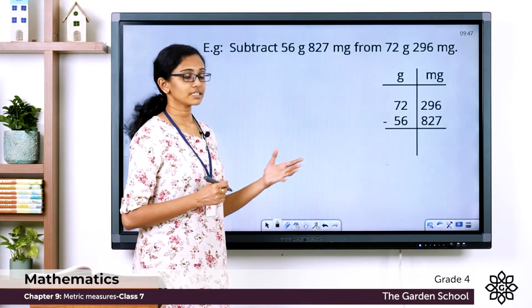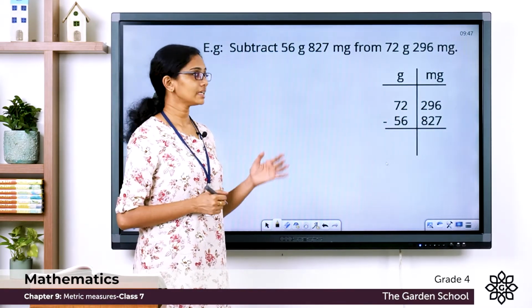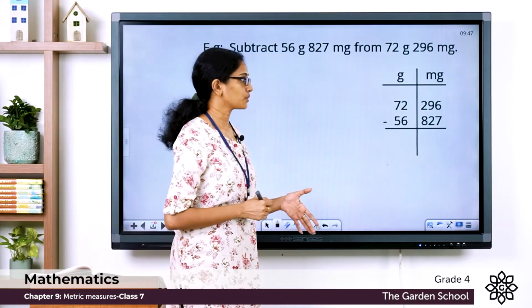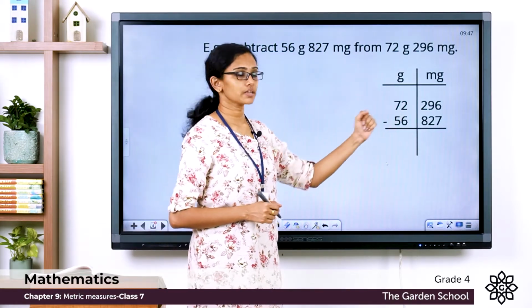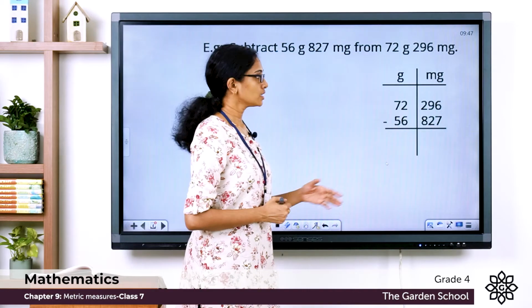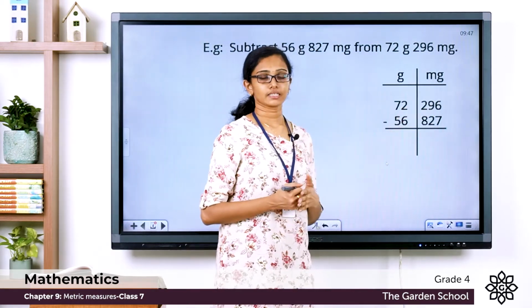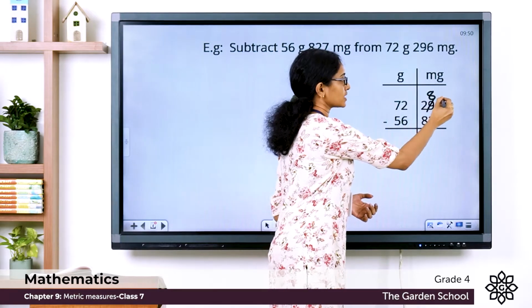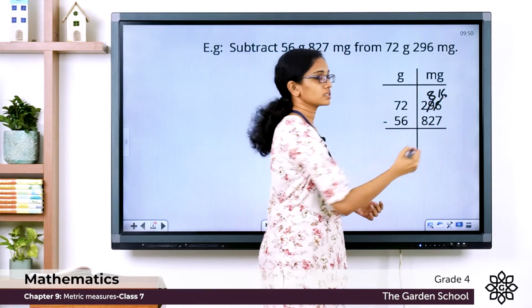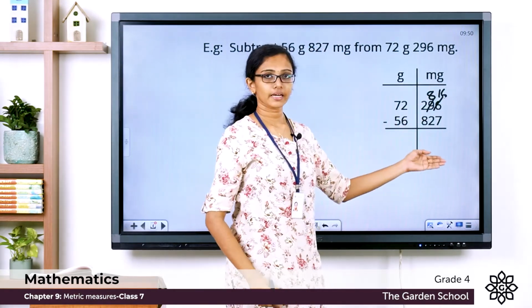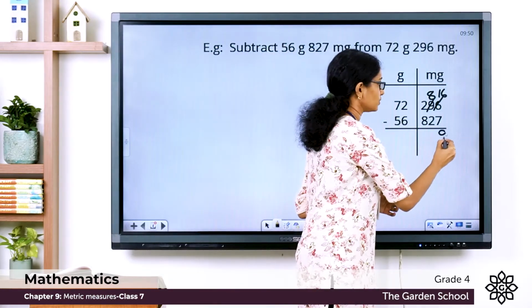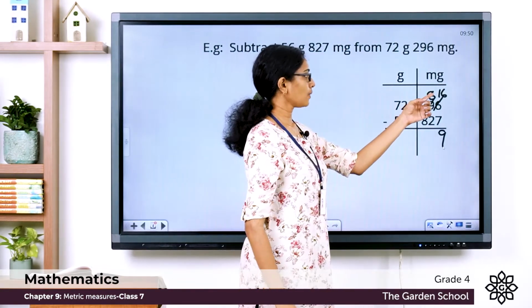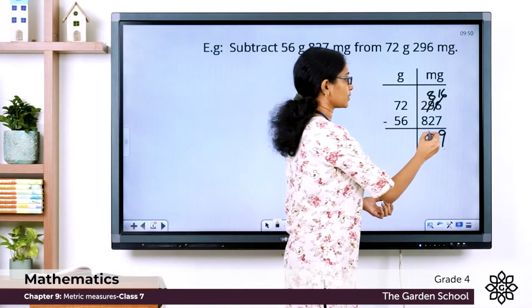Now that we have written the measurements in the correct columns of unit, let's start subtracting, starting from the smaller unit's column, the milligrams column. Here we have 6 minus 7. Can we do it? No. So let's borrow 1 from here. So this becomes 8 and this becomes 16. So 16 minus 7 is equal to 9. And here we have 8 minus 2, which is equal to 6.